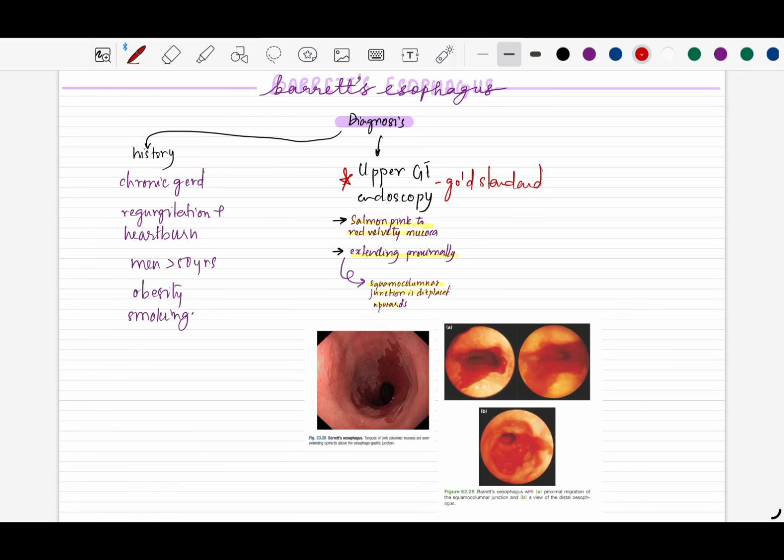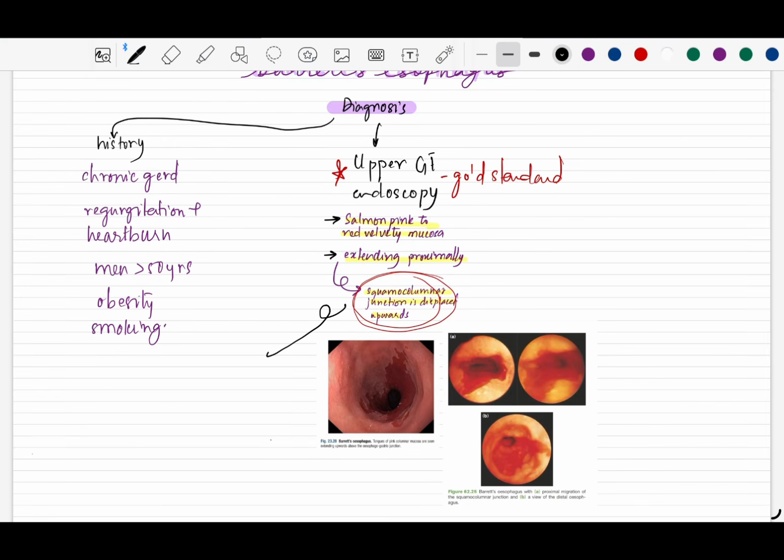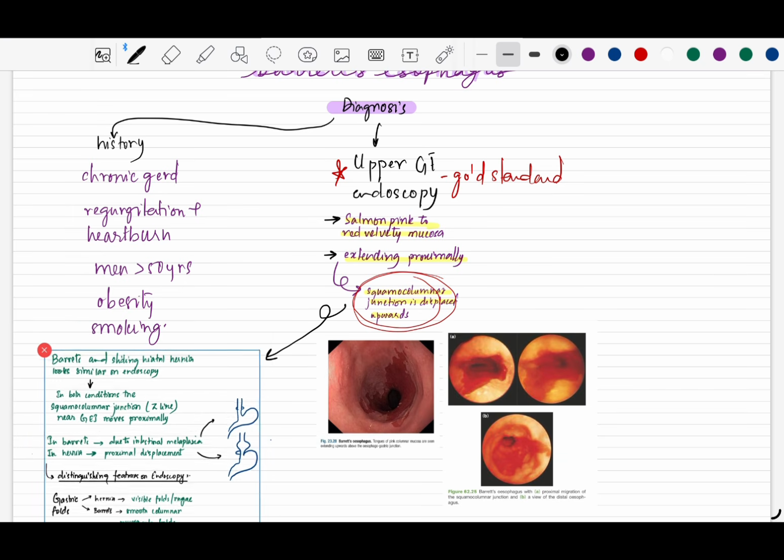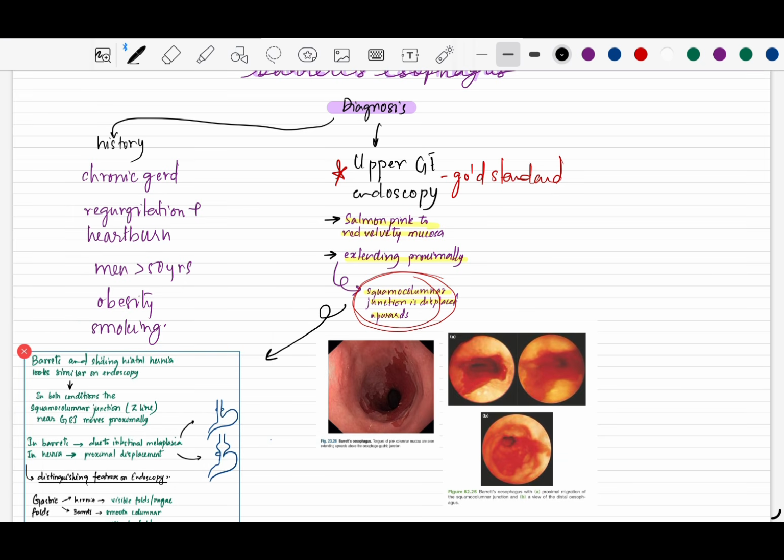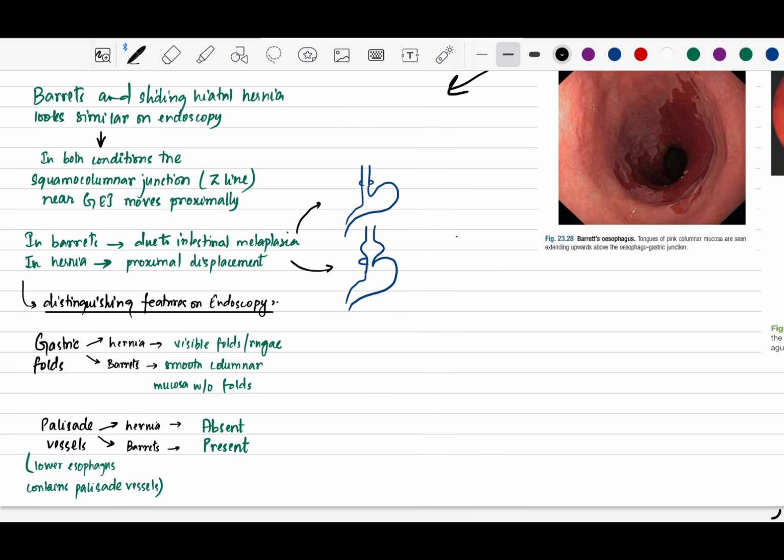Now let's try to understand this, because we discussed this in hiatal hernia as well. Sliding hiatal hernia and Barrett's esophagus look similar on endoscopy. Let's try to understand it. They look similar because in both the conditions, the squamocolumnar junction, the Z line or the gastroesophageal junction moves proximally upwards. In Barrett's, it moves upwards due to intestinal metaplasia. And in hernia, it moves due to proximal displacement.